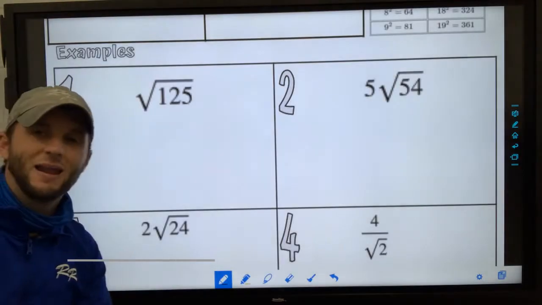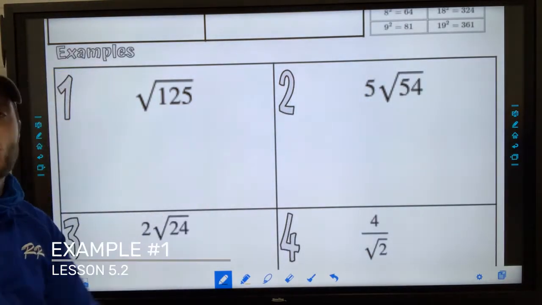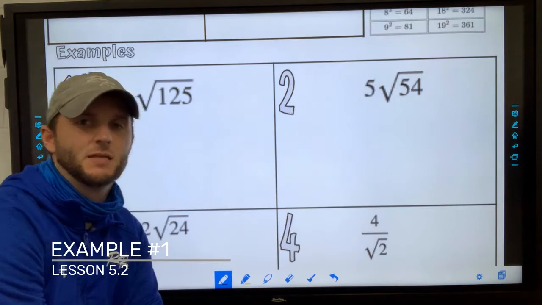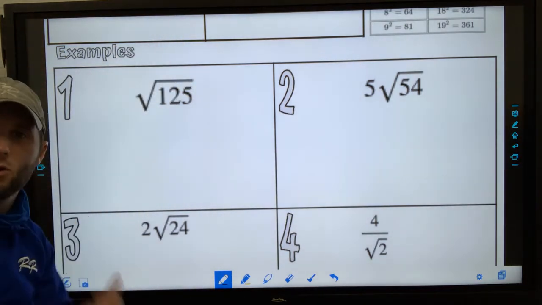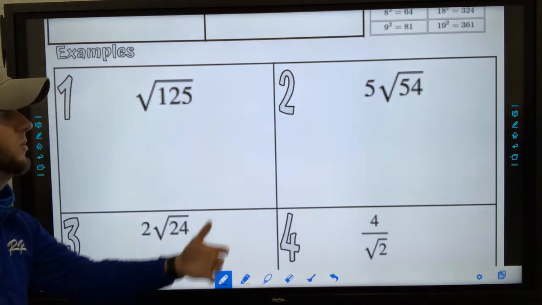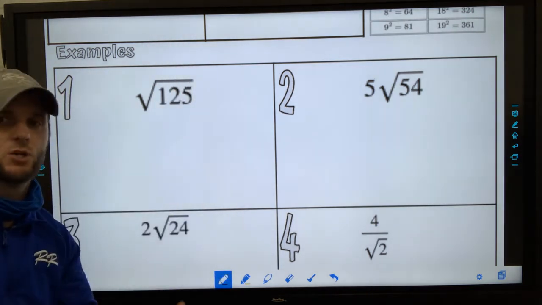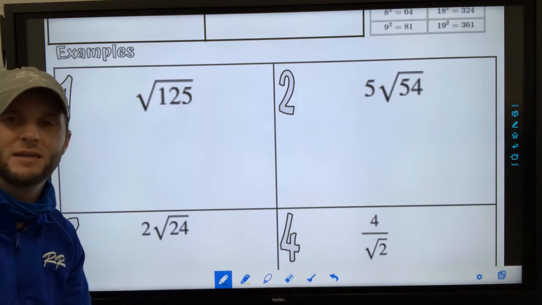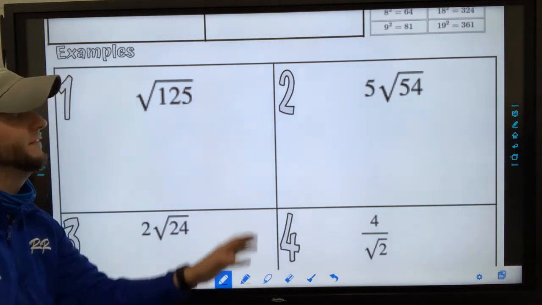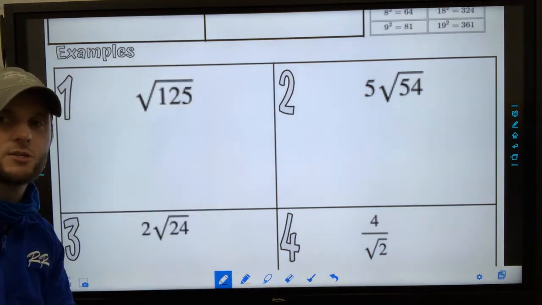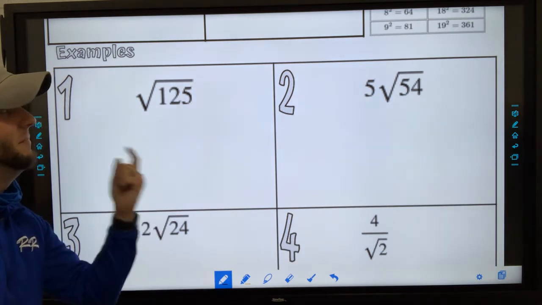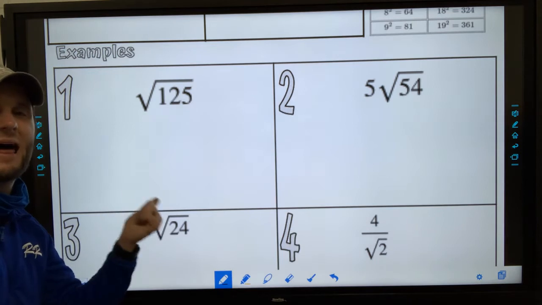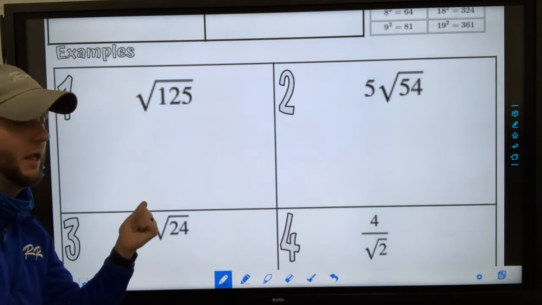All right, so right now, the square root of 125, we were trying to simplify this. If you look at your perfect squares up in the top right-hand corner of your paper, 125 is not a perfect square, so it can't just square out evenly. So we're going to find which one of those perfect squares will divide evenly into 125. The biggest square that will divide into that is 25, okay?